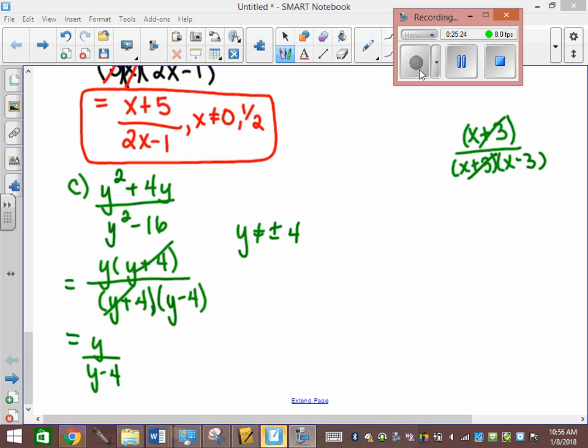It's 1 over x minus 3. And a whole bunch of people will tell me it's x minus 3. Is it just x minus 3? No. If this cancels, you have a 1 on top. This would actually be equal to 1 over x minus 3.